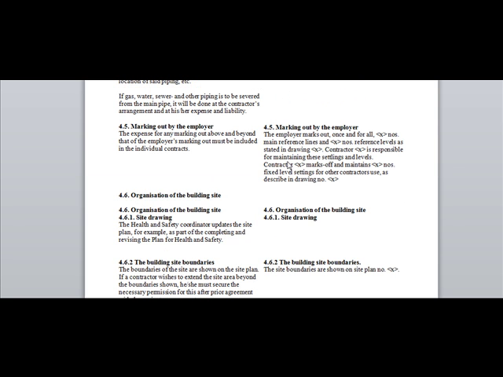Here's an important one: the employer must mark out once and for all X numbers. In other words, 5 main reference lines and 7 reference levels as stated in the drawing number. You fill the X in with a number. And contractor X is responsible, for example, the masonry contractor is responsible for maintaining these settings and levels. So look at these and fill them out as appropriate.